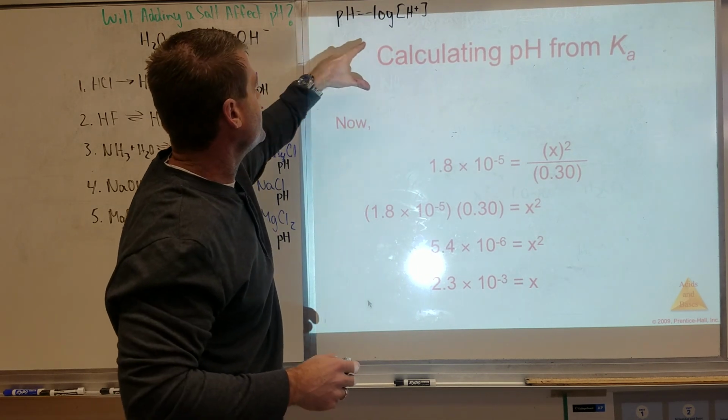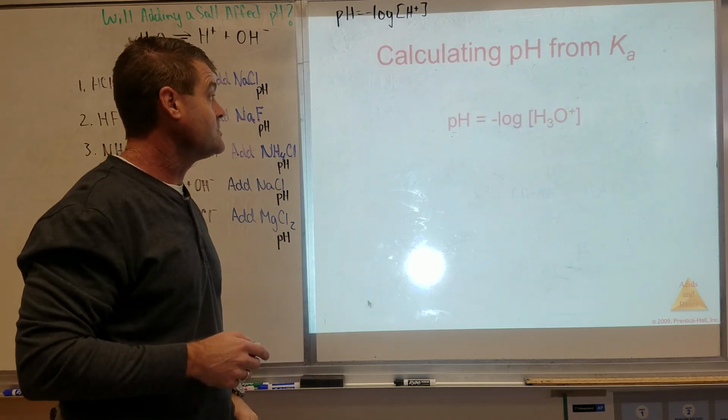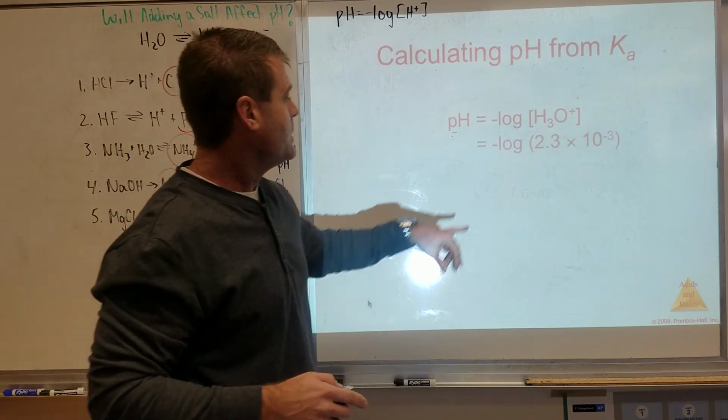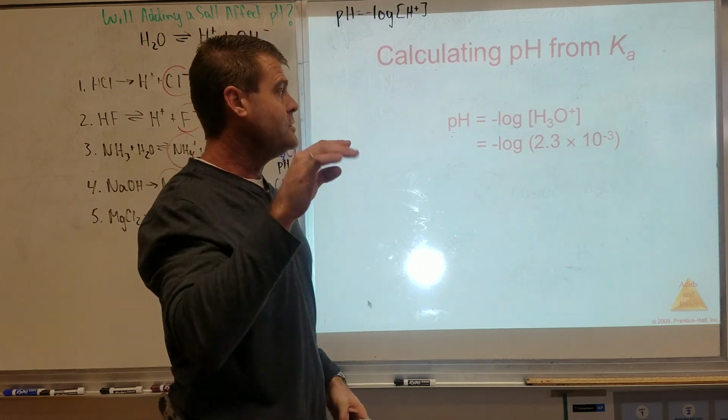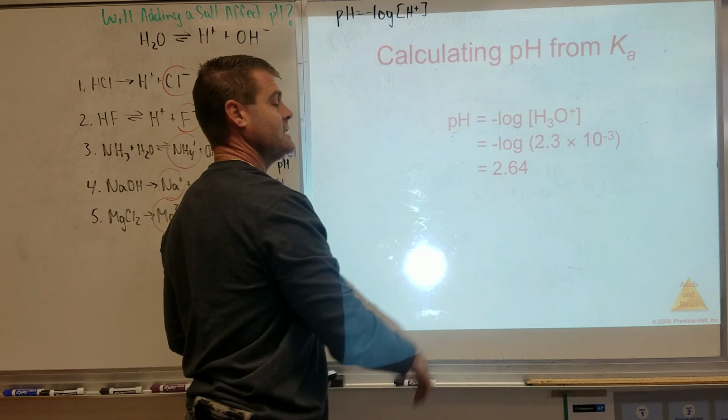So you guys should know the pH formula: pH is equal to the negative log of the hydrogen ion concentration. So that's what I do, I put it in there. This is pretty simple. I put 2.3 exp negative 3 in my calculator, I press the log button, I change the sign, and I get 2.64.